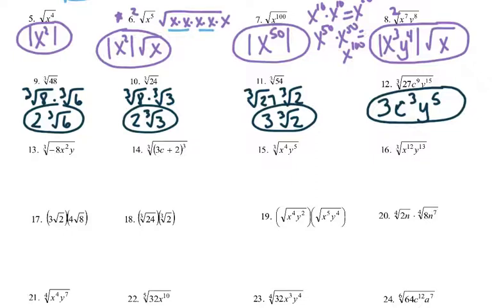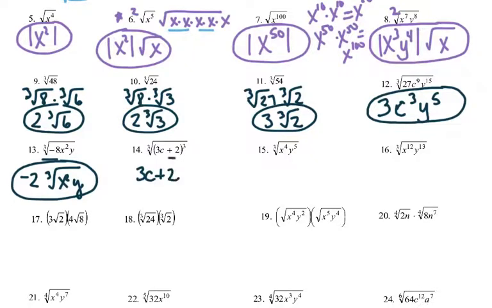That's an odd root. And the reason for that is because you can take the cube roots of negative numbers. Right? The cube root of negative 8 is negative 2. Now I don't have enough to take out any variables, so those stay inside. The cube root of (3c plus 2) cubed is 3c plus 2.